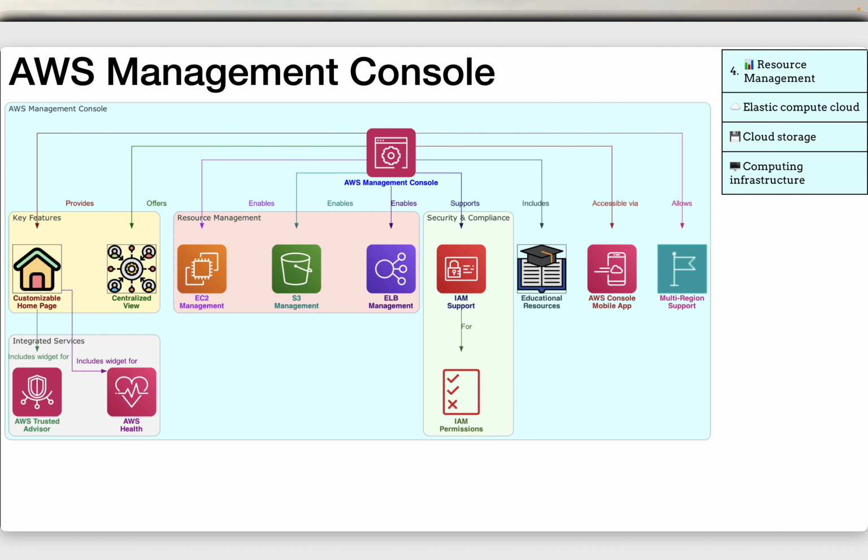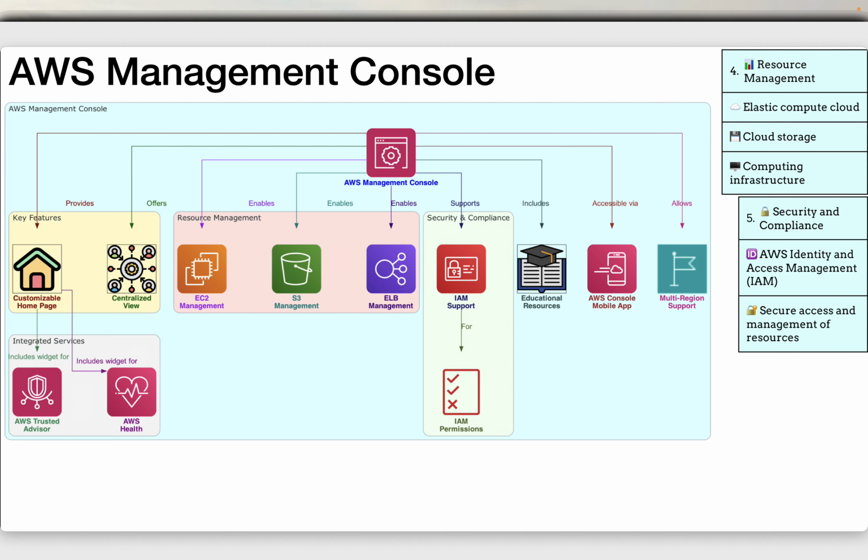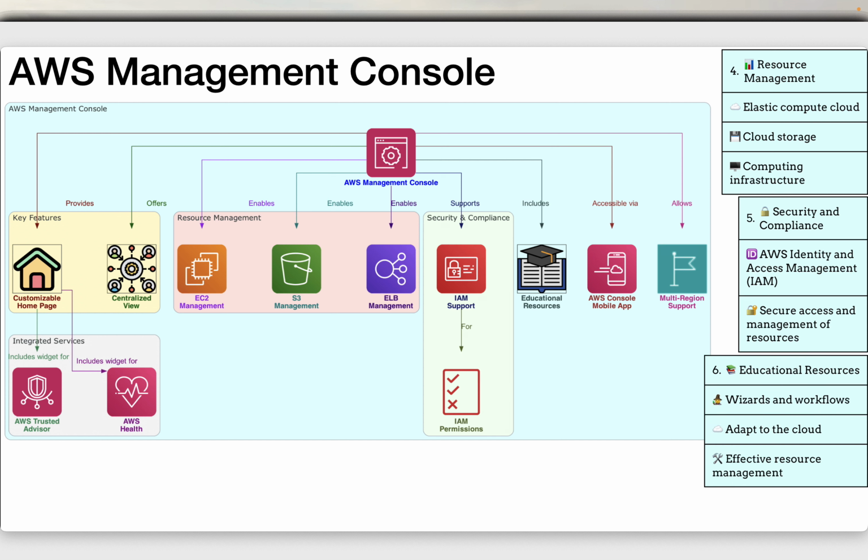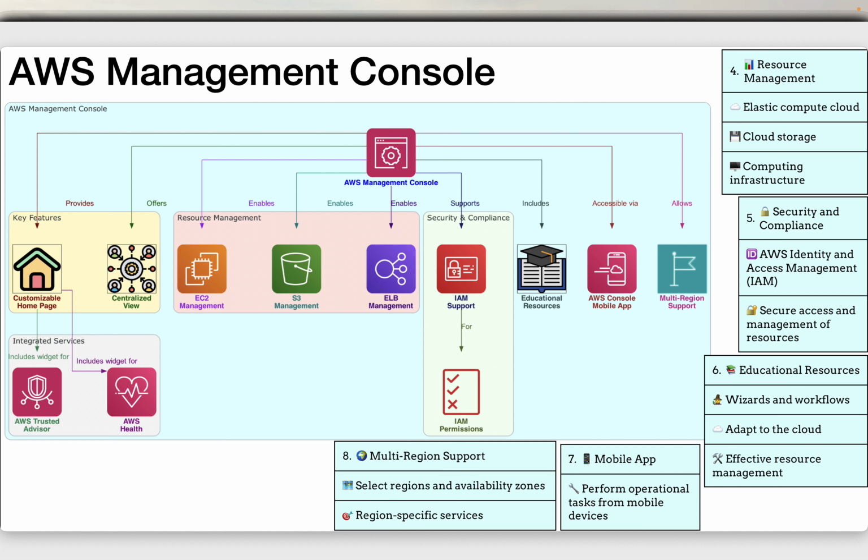Resource management. Users can manage and monitor resources such as Elastic Compute Cloud, EC2, cloud storage, and computing infrastructure. Security and compliance. The console supports AWS Identity and Access Management (IAM) for secure access and management of resources. Educational resources. The console includes wizards and workflows to help users adapt to the cloud and manage their resources effectively. Mobile app. The AWS Console mobile app allows users to perform operational tasks from mobile devices. Multi-region support. Users can select regions and availability zones from region-specific services.